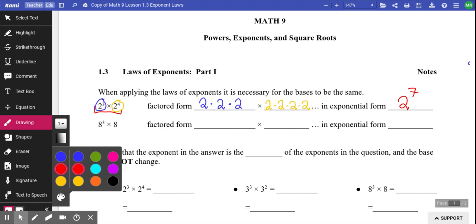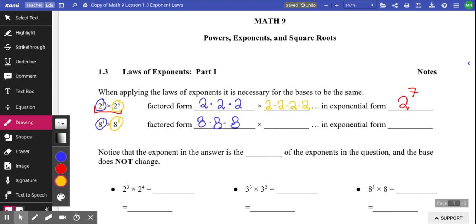If you look at the next one, we're going to do the same thing. We're going to write it in factored form. So if you look at the first guy, we have 8 to the power of 3. That means 8 times 8 times 8. Then we have another 8 there. If there is no exponent on something, what's the exponent? The base is 8. Yep. What's the exponent on it? 1. Right, there's an invisible 1 right there. That means we just have 1 8.